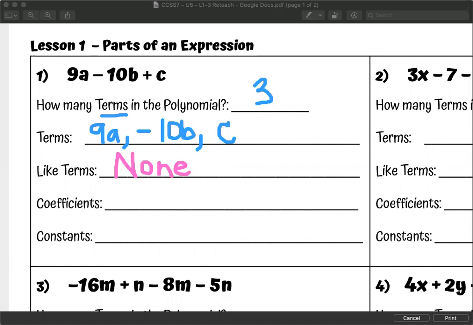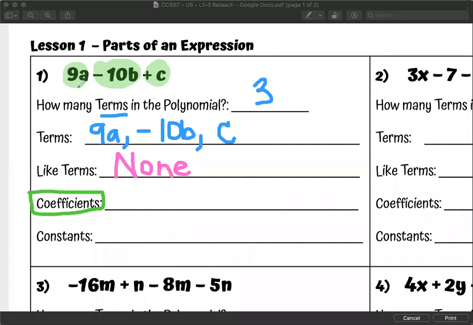Next, I'm looking at the coefficients. So this is where I like to highlight. So I'm picking a color and I'm going to highlight anything that has a variable in it to know that that should have a coefficient. So 9a, let me highlight that. 9a should have a coefficient because there's a variable. Negative 10b should have a coefficient because there's a variable. And c should have a coefficient.